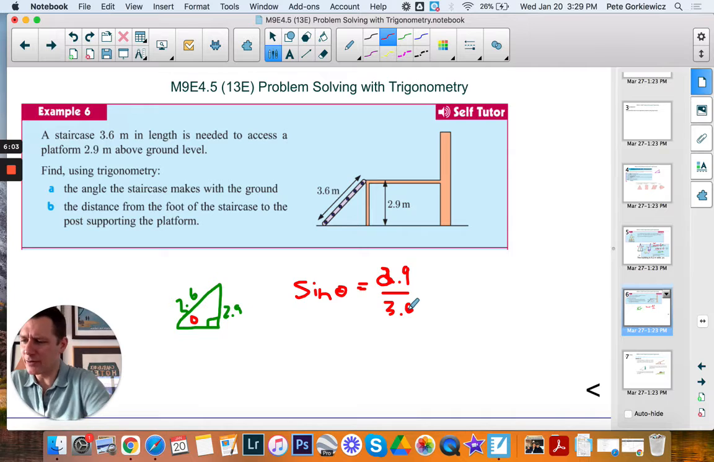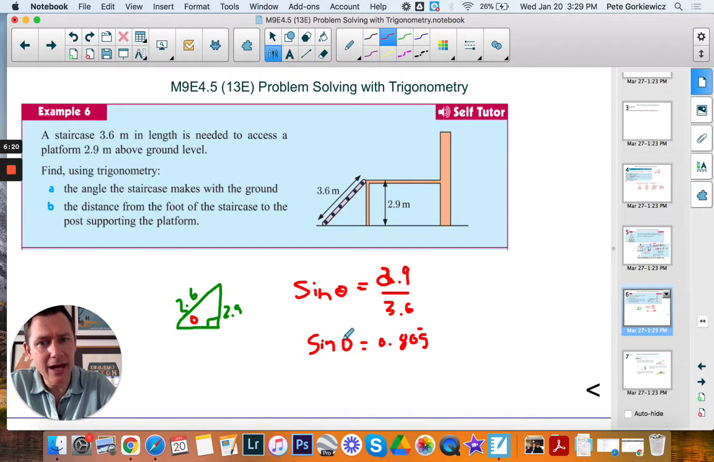And if you divide those, say 2.9 over 3.6, we get a gross decimal. We get 0.805555555555. That's the sine of theta. But it's not the angle itself, so you have to take the inverse of both sides to get theta.